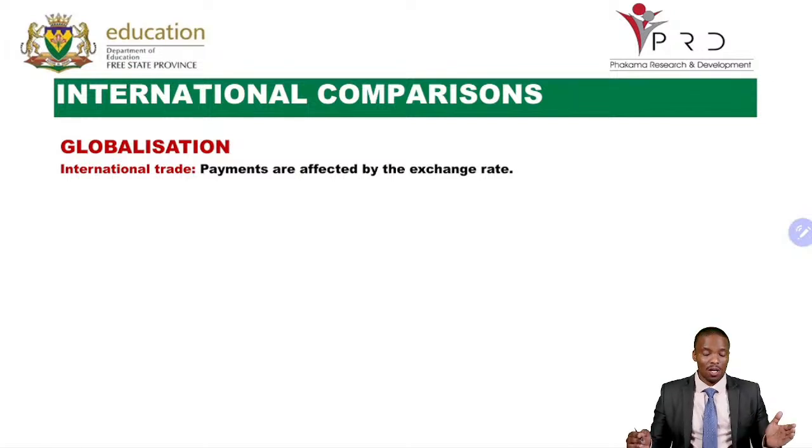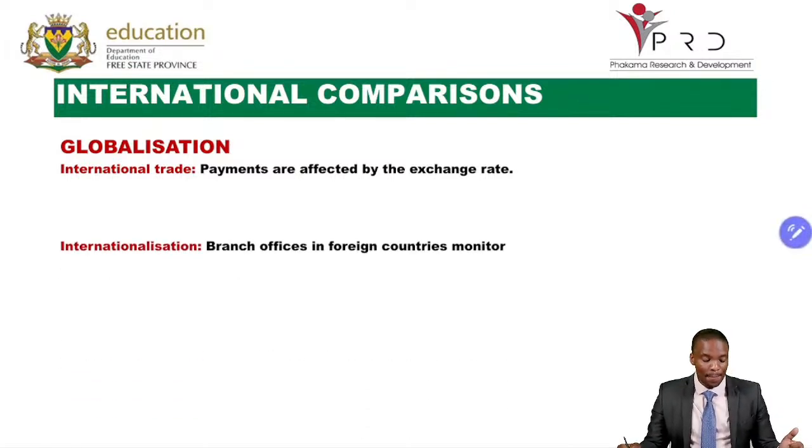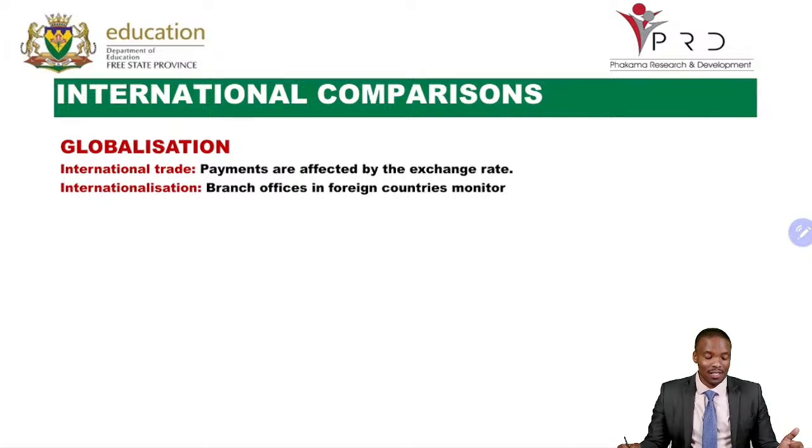So these things should be there. Therefore, international trade is affected by the exchange rate. And we look at internationalization, where the branch offices in foreign countries are there to monitor aspects of trade as well as economic indicators. If you go to America now, there is a South African embassy. If you come here in South Africa, there is a Botswana embassy, a Zimbabwean embassy, etc., so that we can monitor the performance in each and every country.